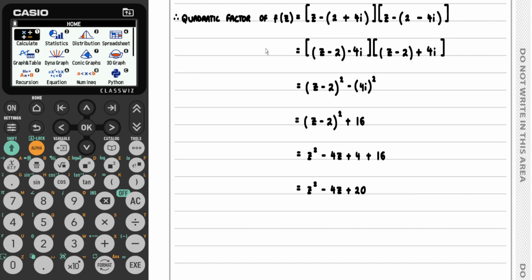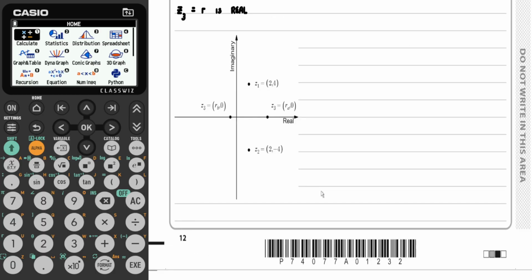Now the third root will be given by r, and this will be real. We've got two of the roots being complex, so one of the roots then will be real. It will lie on the real axis.